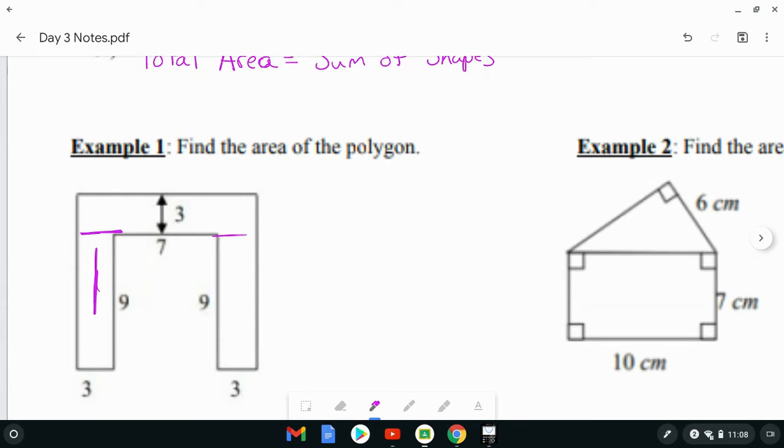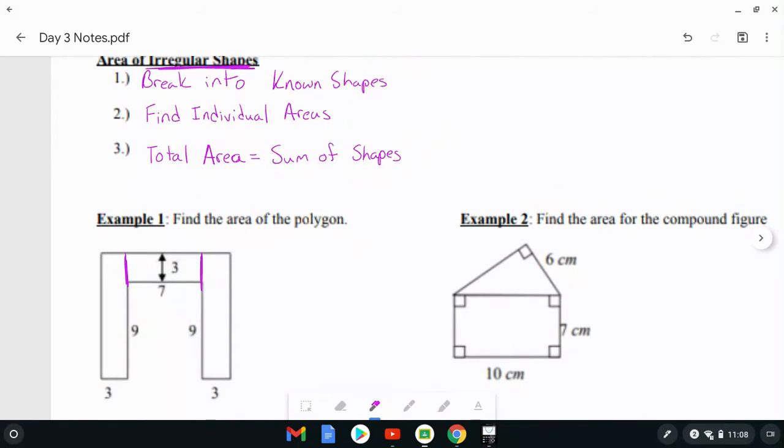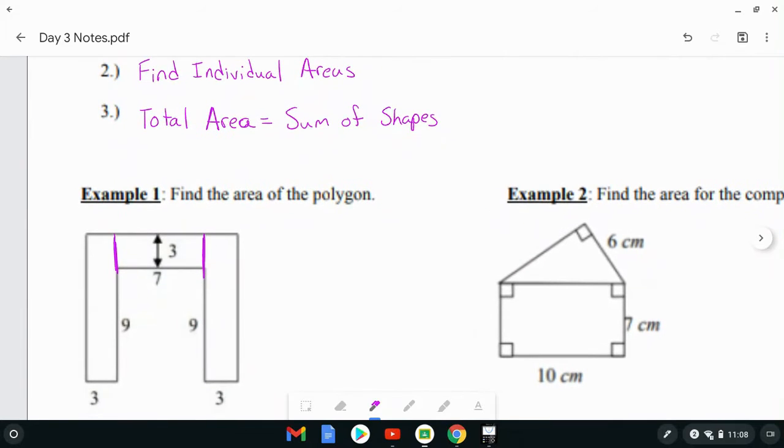If we take a look at example 1, we can either make this so that we have a rectangle here and then a rectangle here and here, or we can go this way so that, again, we have a rectangle here, rectangle here, rectangle here. I'm going to go this way. Again, you could go either way. You just have to be able to find the area of those individual shapes. So with that, step 2, find the area of these individual shapes.